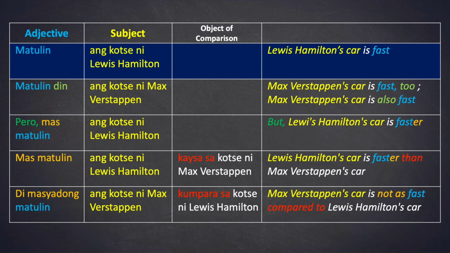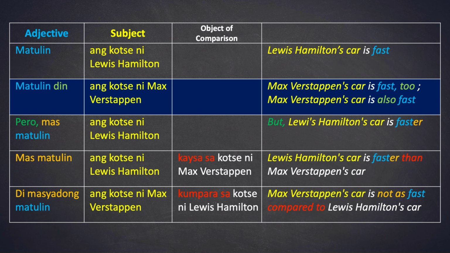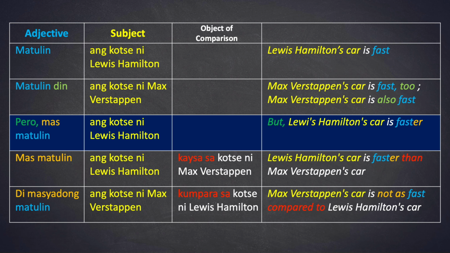Matulin ang kotse ni Lewis Hamilton. Lewis Hamilton's car is fast. Matulin din ang kotse ni Max Verstappen. Max Verstappen's car is fast too. Or Max Verstappen's car is also fast. Pero mas matulin ang kotse ni Lewis Hamilton. But Lewis Hamilton's car is faster.